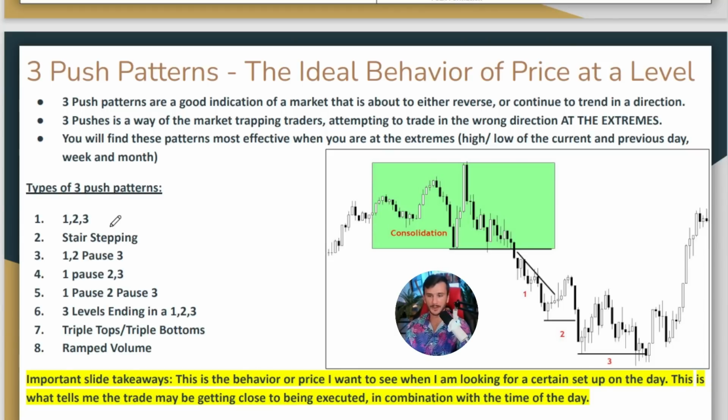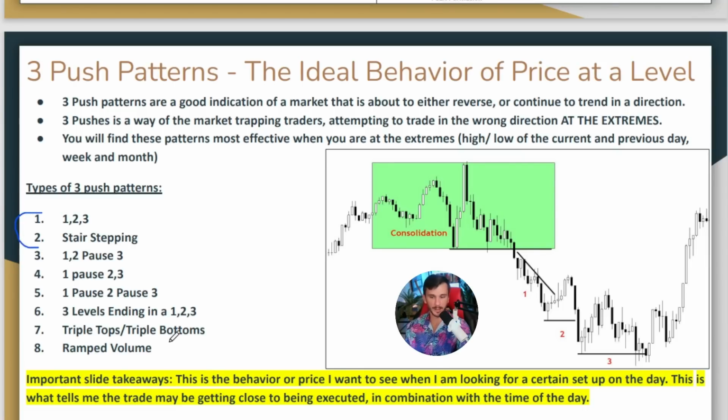So the 3 push patterns, there's a few different variations. There's lots of different variations, but these are some of the ones that I've noticed are the most common. A 1, 2, 3 stair stepping pattern; the 1, 2, pause 3; 1, pause 2, 3; 1, pause 2, pause 3, which would be like a burst candle, a pause candle, a burst candle, a pause candle, and then a burst candle. 3 levels ending in a 1, 2, 3, so like a stair stepping and then ending in a 1, 2, 3, like a combination of these two here.